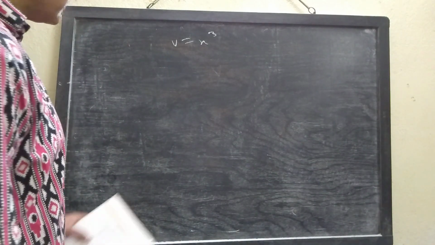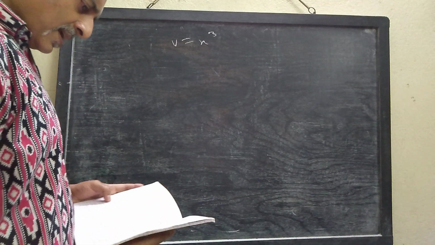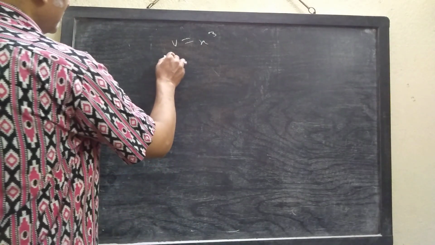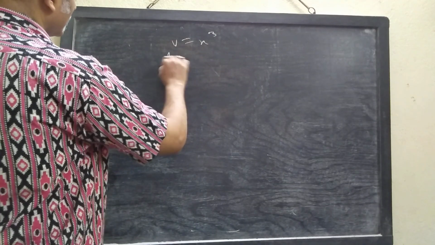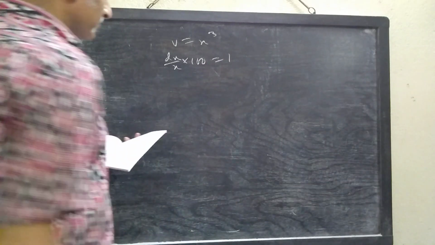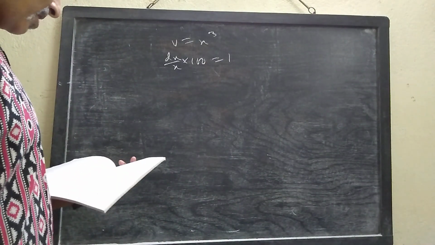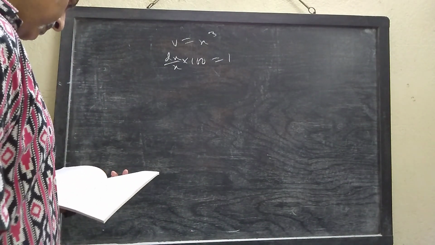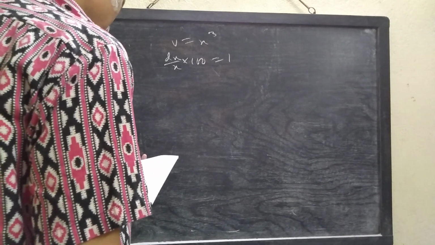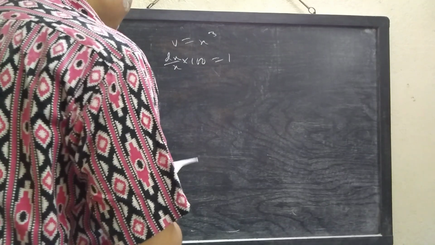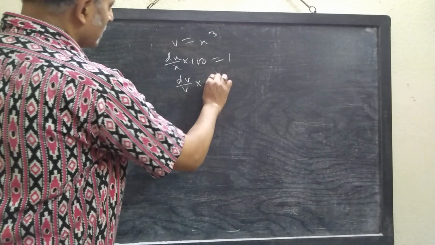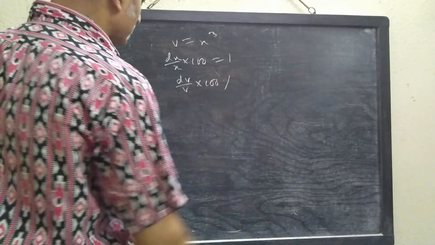So according to the question, there is an error of 1% in measuring its length. That is, dx by x into 100% is 1, and you are asked to find the percentage error in calculating volume. That is, you are asked to find dV by V into 100%.